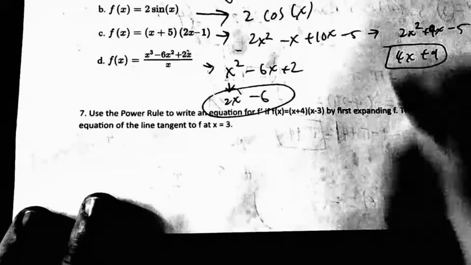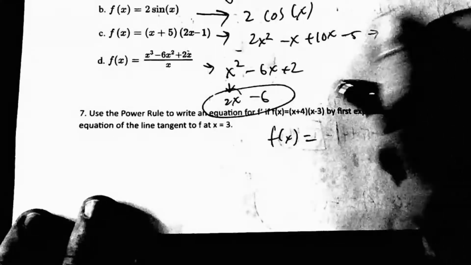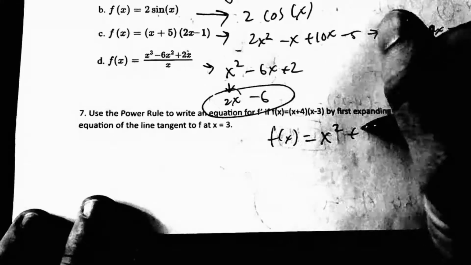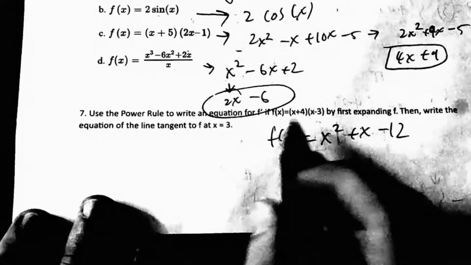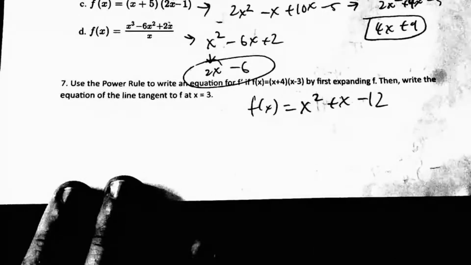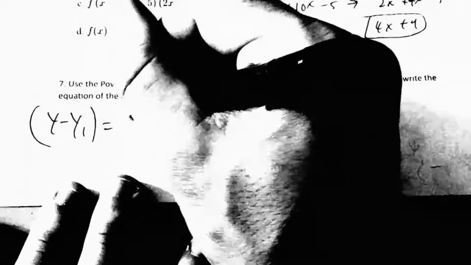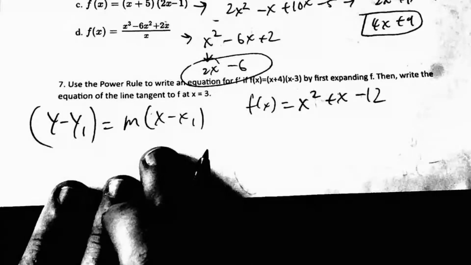Okay. Last one, use the power rule to write an equation first by expanding it, then finding the equation. All right. So first we've got to expand it. So this f of x equals, what is this? x squared plus x minus 12. When you multiply these together, you get this. And then if you remember the equation, y minus y1 equals m times (x minus x1). This is the equation to know for this one.